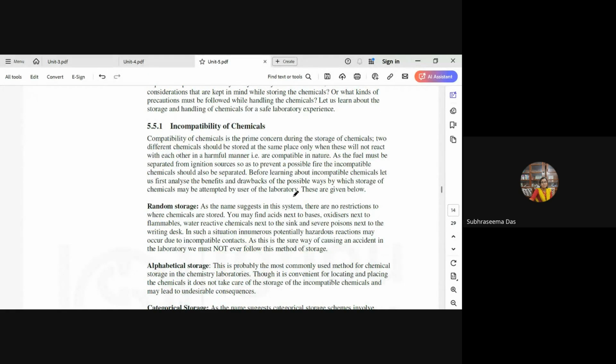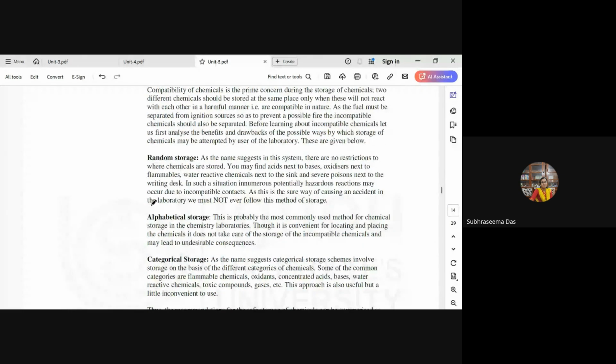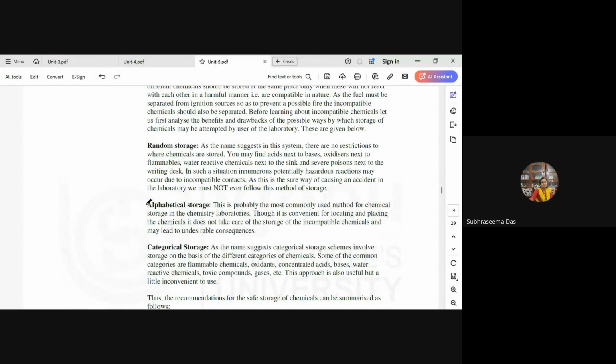Storage of chemicals is divided into types. One is random storage, and another is alphabetical storage. In random storage, as the name suggests, there are no restrictions. We can keep the chemical wherever we like. However, this is not a preferred method. The second is alphabetical storage. This is how most chemical laboratories across the world store their chemicals, in alphabetical order.